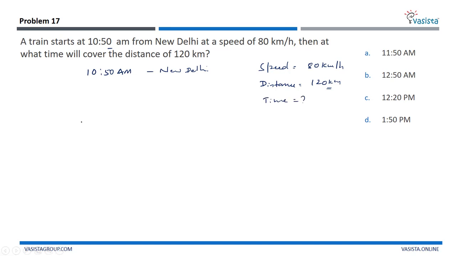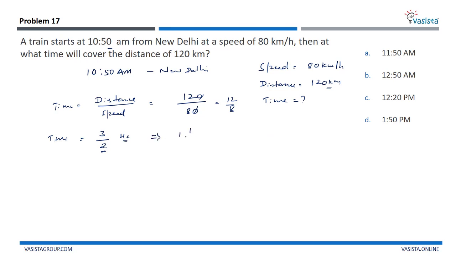So what do we need to find? We need to find the time. Time is equal to what? We know time is equal to distance by speed. Distance is 120 km, divided by the speed of 80 km per hour. Now simplify it. The zeros will be cancelled, and this becomes 12 by 8. Simplifying again, 4 threes are 12 and 4 twos are 8. So time is equal to 3 by 2 hour.